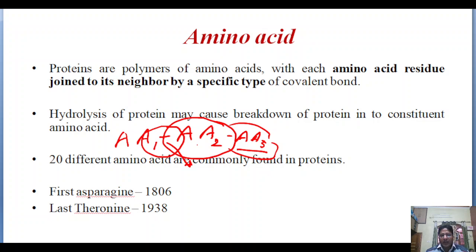How are these proteins made up, what are the different amino acids involved in their formation? We are saying that 20 different amino acids are commonly found in proteins. The first amino acid that was identified was asparagine, in the year 1806, and the last was threonine, identified in 1938. So it took a lot of time to identify all the 20 amino acids.